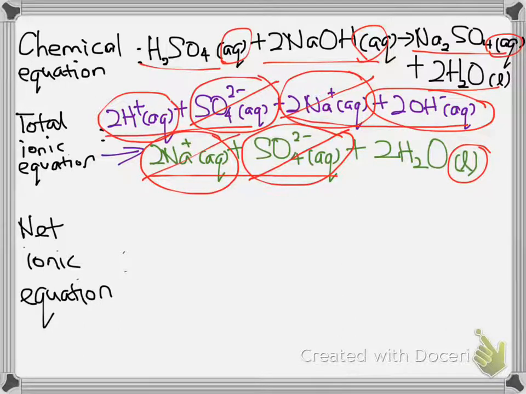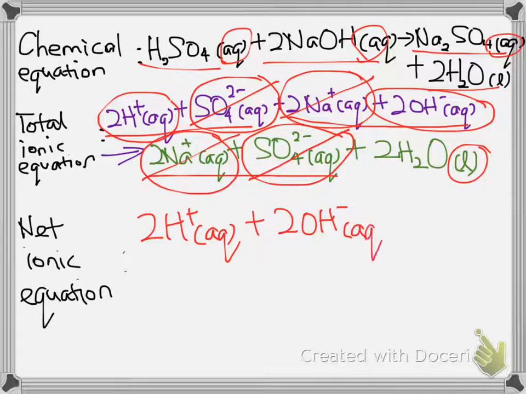cancelled out. Therefore, the net ionic equation is actually 2H+ (aq) + 2OH- (aq) to give you 2 water molecules. Now, as you might have noticed, the stoichiometric coefficient is the same for all reactants and products.